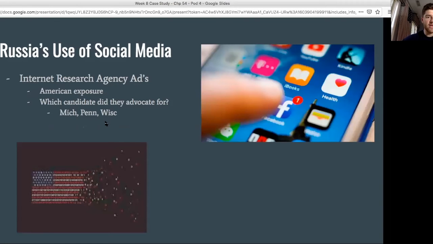Pushing forward, we have Russia's use of social media in 2016. Their Internet Research Agency, or the IRA, bought over 3,000 Facebook ads in 2016. 11 million Americans were exposed, with 36,000 Russian bots releasing over 130,000 tweets. While the ads did emphasize decisive political issues such as immigration, First Amendment rights, and things of that nature, there was no clear correlation as to who these ads were advocating for.